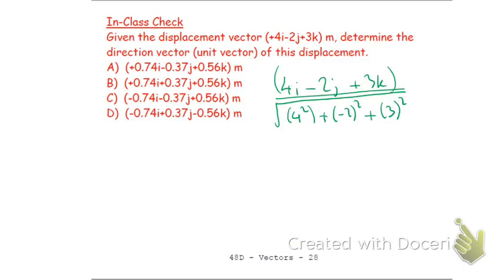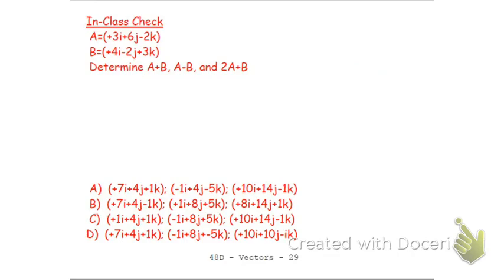Working out the unit vector. So you divide, what's that going to be? 16, 4, 9, 29. You divide 4 by the square root of 29. You divide minus 2 by the square root of 29. You divide 3 by the square root of 29. That's your unit vector.